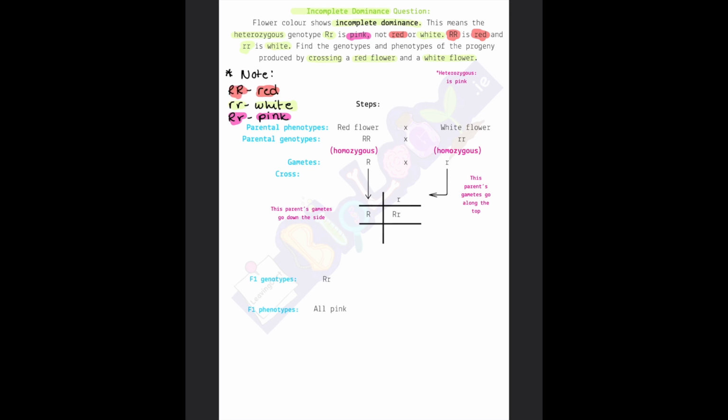Okay, so then the step that I like to do next is write out my parental phenotypes, what they look like. So I am told to cross a red flower with a white flower. So I just copy down those. Remember, P-H for phenotype, what they physically look like. So red flower crossed with a white flower. Then I do my genotypes. Remember, there's only one combination in incomplete dominance that will give me a red flower, and that is 2 big R's, homozygous. My only combination for white flowers is 2 small r's, also homozygous.